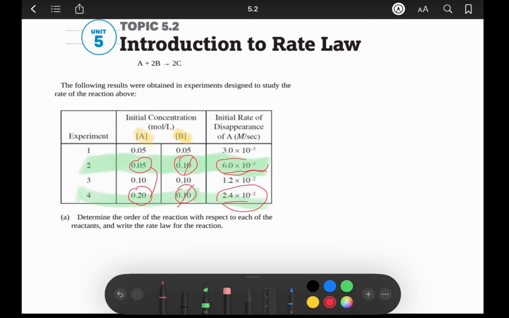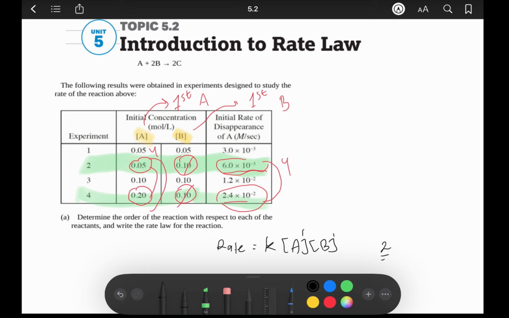So since the concentration is increased by a factor of 4, and the rate is increased by a factor of 4, both are increased in the same way. It's first order with respect to A. Since it's first order with respect to A, and it's the same thing with B, I can say the rate of reaction is equal to K[A][B]. And we can notice that the overall order of this reaction is 2, because this is 1 and this is 1. The summation of the two orders is equal to 2.